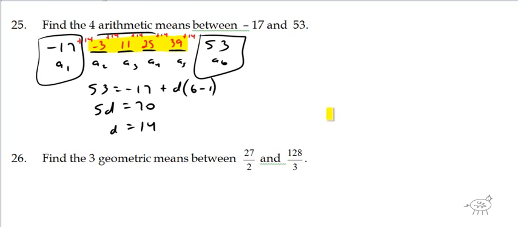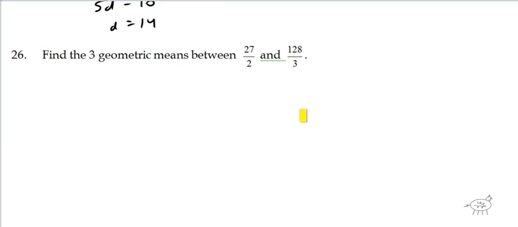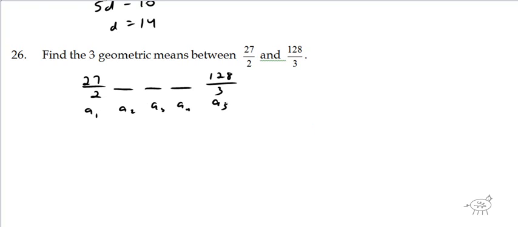All right? 26, find 3 geometric means. So now what we have to do is we got to find the value of r. So we're going to do kind of the same thing. 27 halves, and then 3 blanks, and then 128 over 3. So again, we're going to label this a sub 1, a sub 2, a sub 3, a sub 4, and a sub 5. And so then when I set this up, it's going to be a sub n, which is 128 over 3, equals a sub 1, 27 halves, times r to the n minus 1.